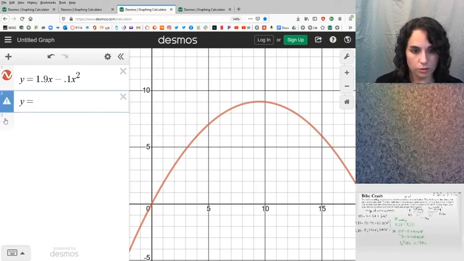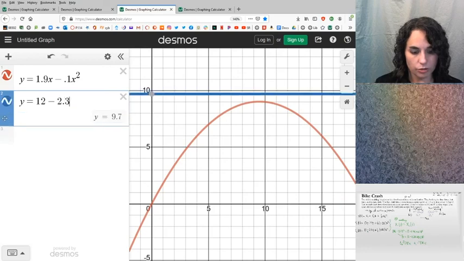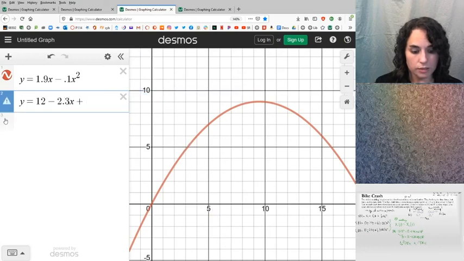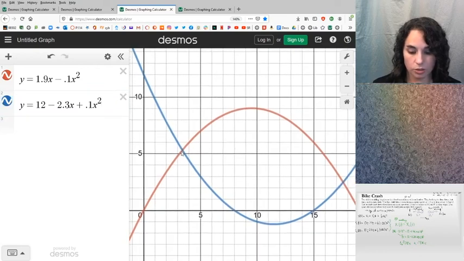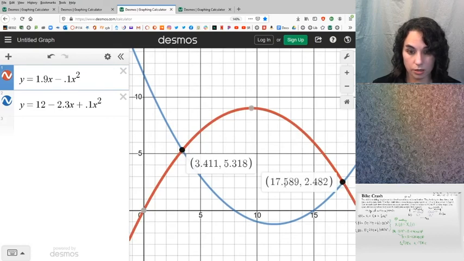y equals 12 minus 2.3x plus 0.1x squared. Okay, just as I expected. Two intersecting parabolas. And I'm going to note the two places they cross, and I'm going to note that these are the times that I calculated: 17.8 or 17.6 and 3.41. Both of those were the answers I got calculating in my calculator.